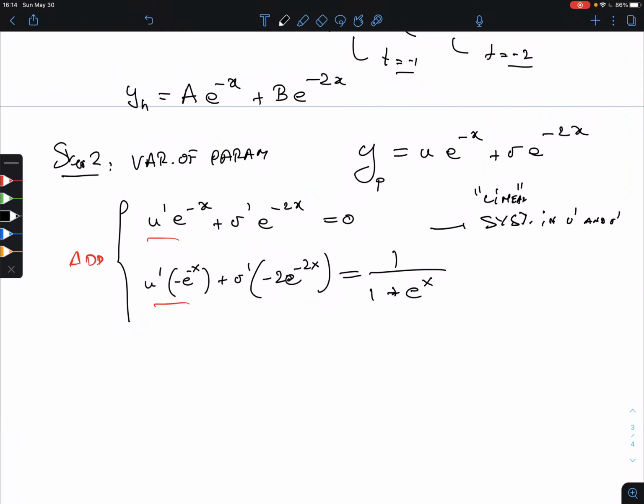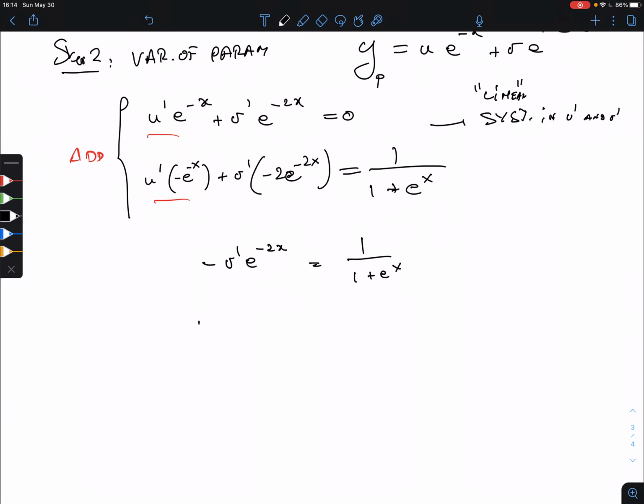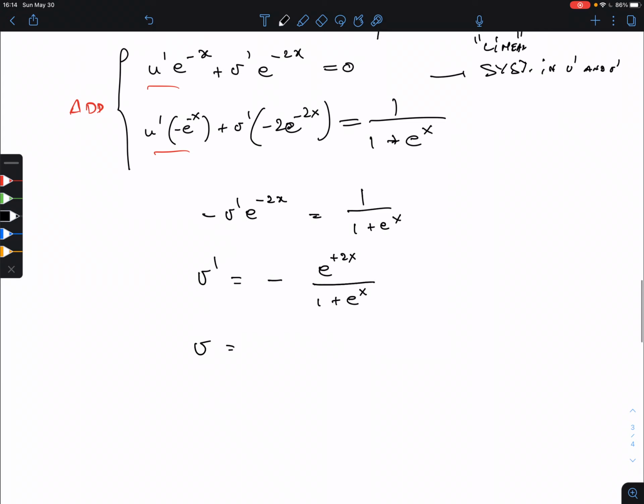Okay, so the 0, we saw that, so minus v prime e to the minus 2x. So I repeat, this is just adding these two terms, and these are like terms, so that's the result of that. And that is, of course, adding here too, this is 1 over 1 plus e^x. So bringing it over, v prime is equal to minus e to the minus 2x, no, plus 2x, because I'm bringing it to the other side, 1 over x. So v is the antiderivative of this thing, e^2x over 1 plus e^x.